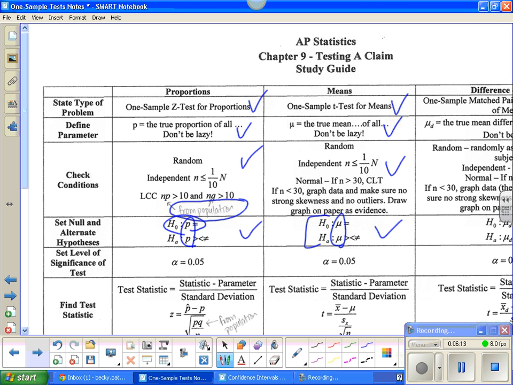Your null is always an equals. Always. No matter what, it is an equals. Your alternate is either not equal to, greater than, or less than. You have to read carefully.